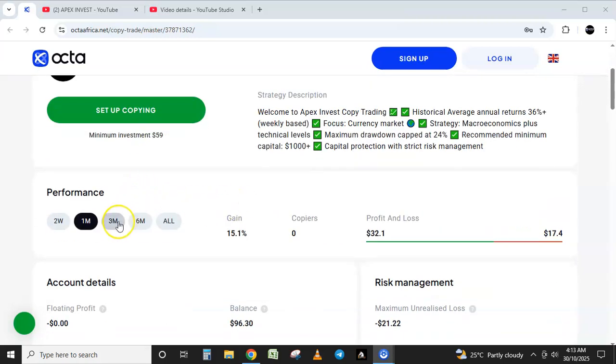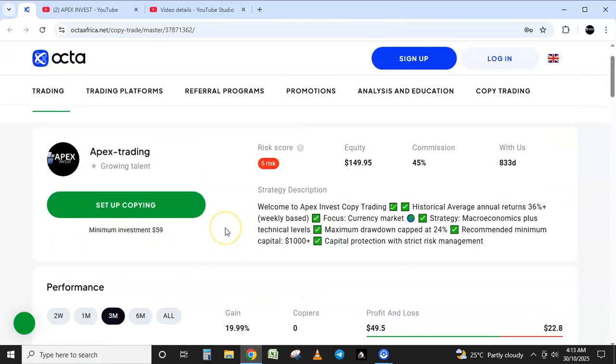For the past 3 months too, you see the performance of the fund. So it is actually better. Trading kicks off again from the first week of November.